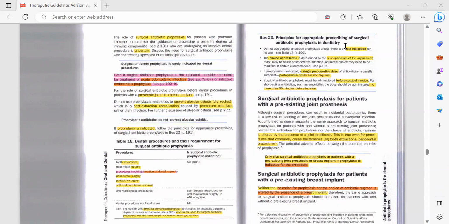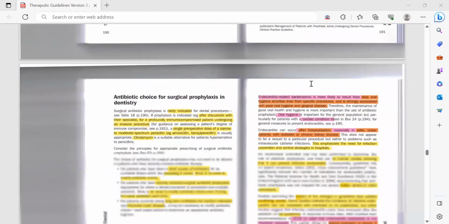Okay, so there should be a clear indication, the choice of antibiotics, and a single preoperative dose. The choice also means that if the patient is allergic to amoxicillin, then what you can prescribe them, and there are other scenarios. And even the single dose is enough, and the antibiotic should be prescribed no more than 60 minutes before the incision.